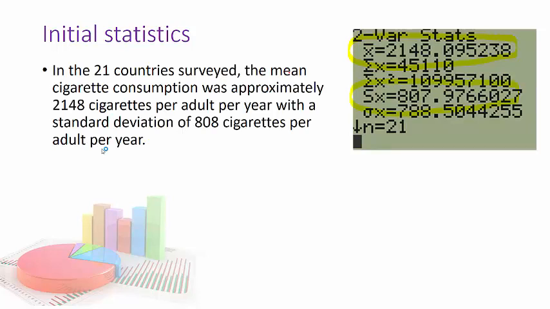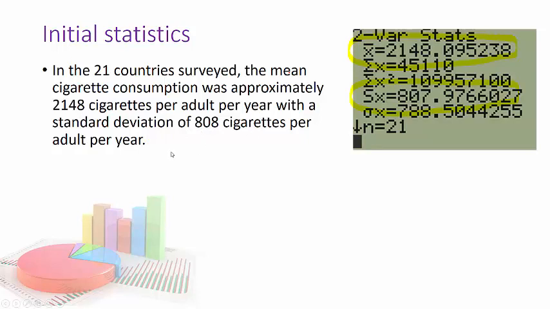In the 21 countries surveyed, we could write the mean cigarette consumption was approximately. Notice we need to use some weasel words here when we are talking about statistics because we cannot say exactly. That's a very bad word. So it was approximately 2,148 cigarettes per adult per year. Notice the units that we're using, with a standard deviation of 808 cigarettes per adult per year.